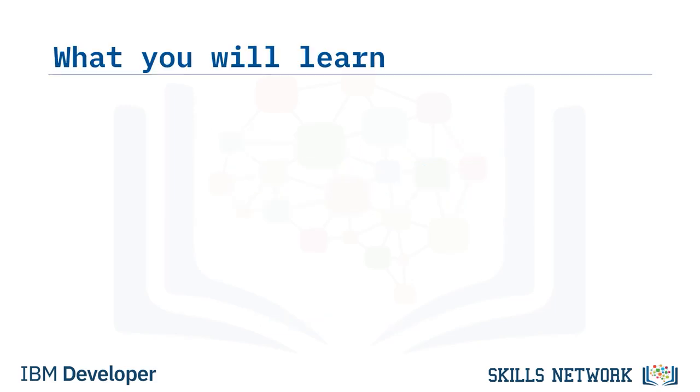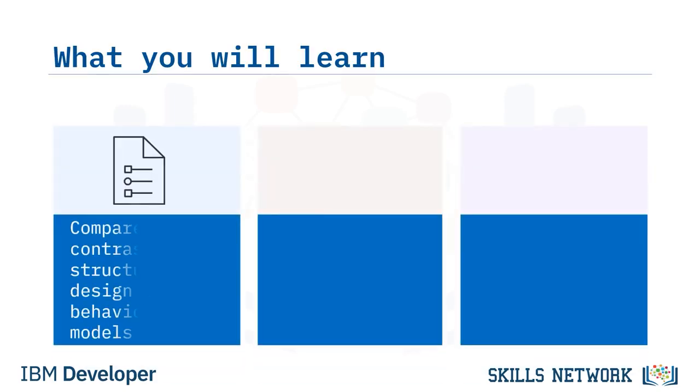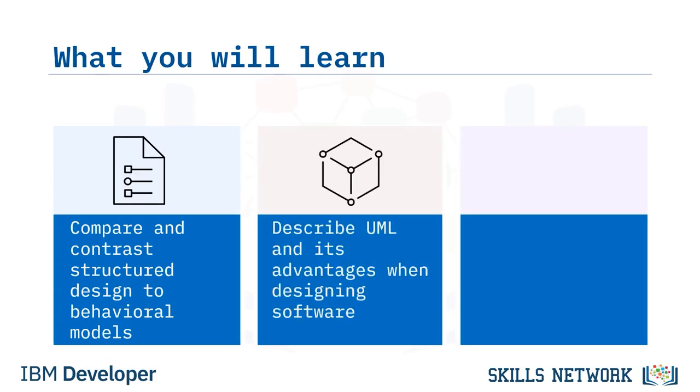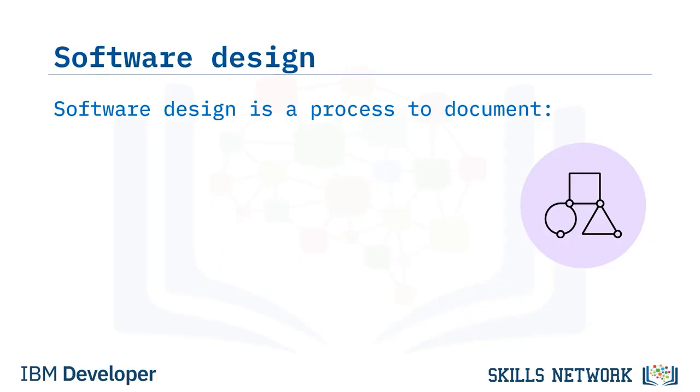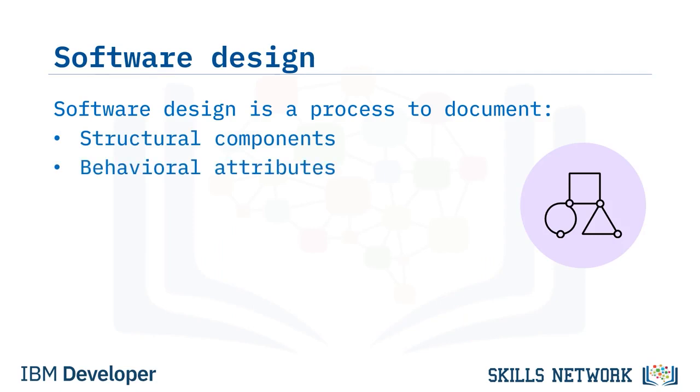After watching this video, you will be able to compare and contrast the terms structure design and behavioral models, describe Unified Modeling Language or UML and its advantages when designing software, and discuss the purpose of an interaction and a state transition diagram. Software design is a process during which structural components and behavioral attributes of the software are documented before it can be developed.